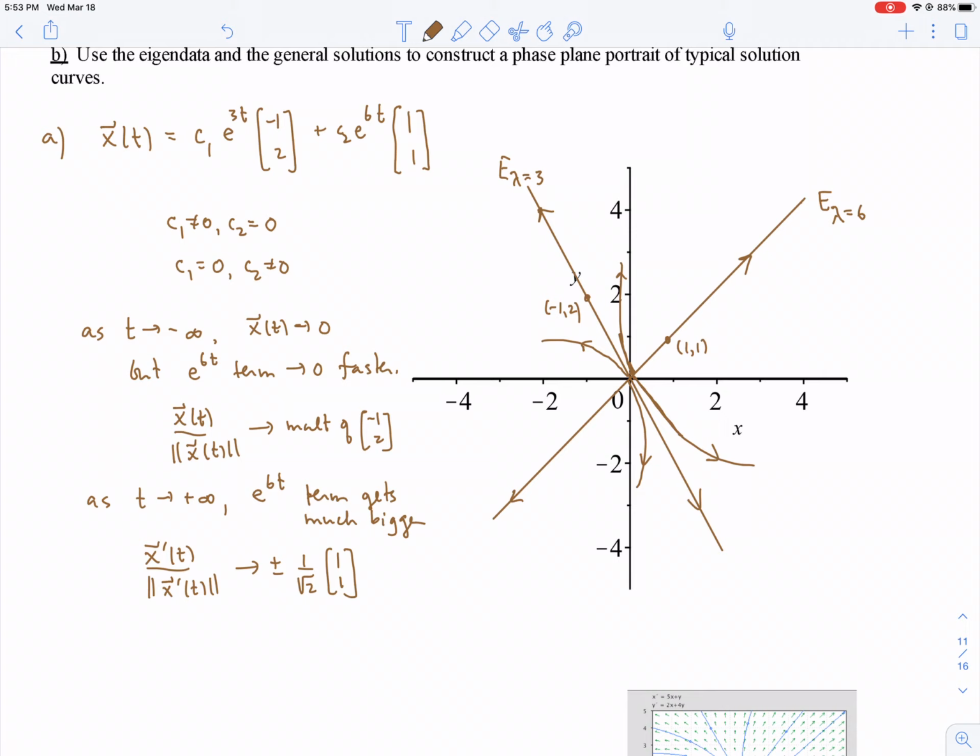So in other words, as t goes forward in time, the curves are going to infinity. The contributions from each eigenspace are going to infinity, but the contributions from the lambda equals 6 eigenspace are getting much bigger than the ones from the lambda equals 3 eigenspace. And the tangent vectors are starting to look like the tangent vector to the lambda equals 6 eigenspace. So this is the picture that encapsulates that.